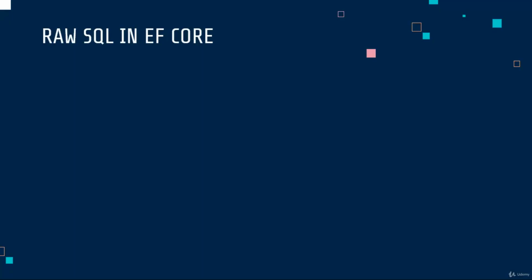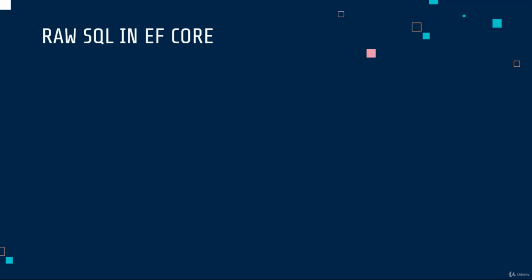EF Core also lets you execute Raw SQL. It can be a full SQL expression, or you can execute stored procedures for querying or modifying the data in the database. We already have one stored procedure, so we'll be working with that. Before that, let's take a look at how this will work.